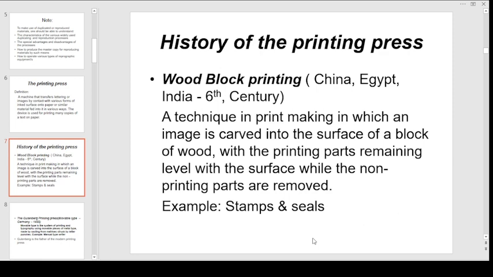The history of printing. Press printing was first used in wood block printing, that is in China, Egypt, India, in the 6th century. It is a technique in printmaking in which an image is carved into the surface of a block of wood, with the printing parts remaining level with the surface while the non-printing parts are removed. Its examples are the stamps or seals.